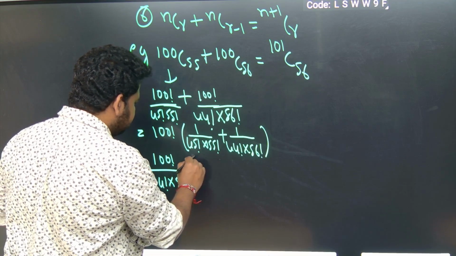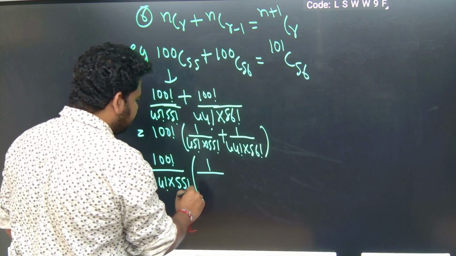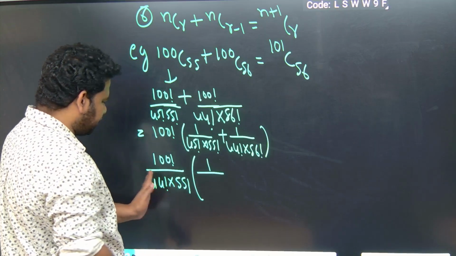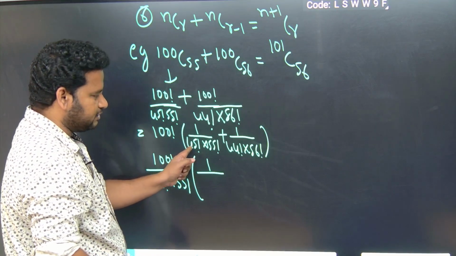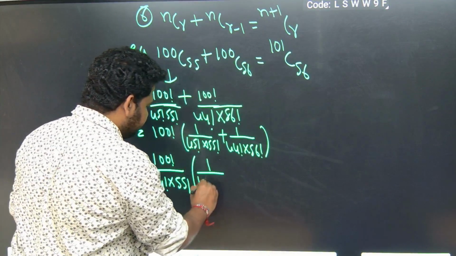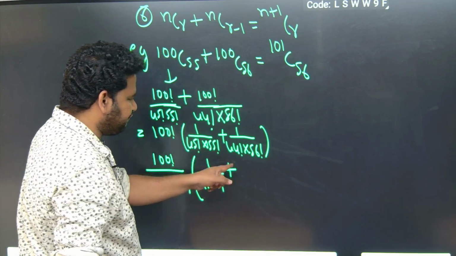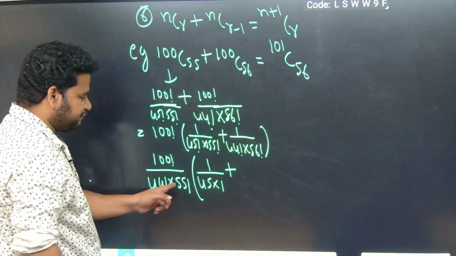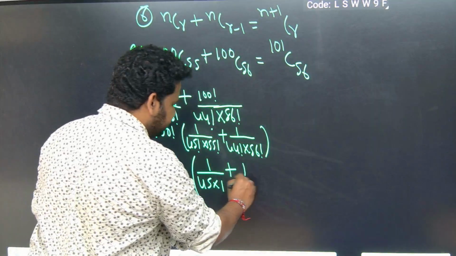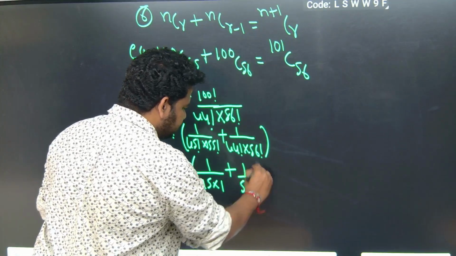If I take this, what will I have? 1 by what will I have? If I take out 44 factorial, there will be just 45. 54 factorial I have taken, so it will be 1 plus 1 by 44 factorial, I have taken 44 factorial, 55 factorial is taken out, so this will be 1 by 56 into 1. Okay, this is what I have.